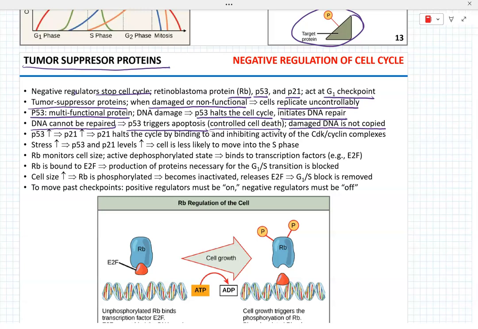Now, how does p53 stop the cycle? When p53 is activated, it in turn activates the p21 protein. p21 binds to CDK-cyclin complexes and inhibits their activity. And you may remember that active CDK-cyclin complexes are essential for passing through the checkpoint. So, for instance, when the cell is under stress, the levels of p53 and p21 increase, which means the cell is probably not going to move into the S phase.